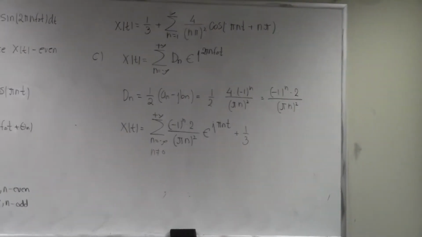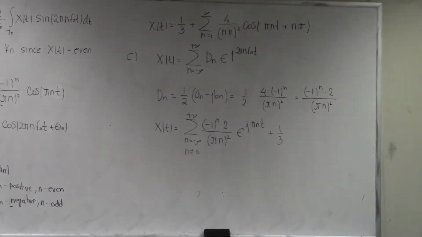So can we do it like that? 2 times 0 to infinity, and we keep multiplying by 2 and plus 1/3. Can we do minus infinity to plus infinity, we can write 2 times 1 to infinity, and at n equal to 0, we have 1/3.